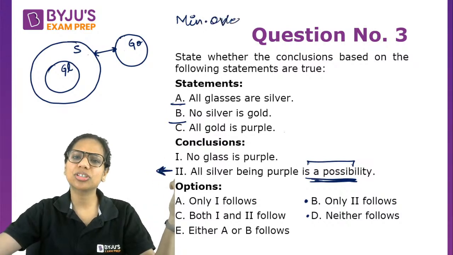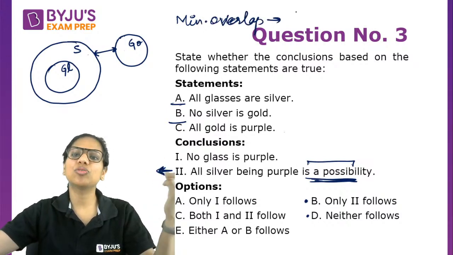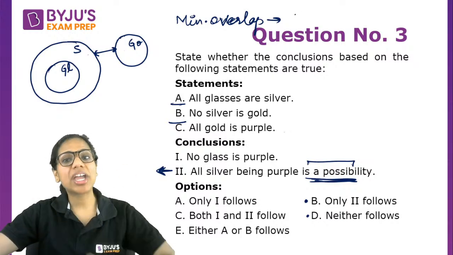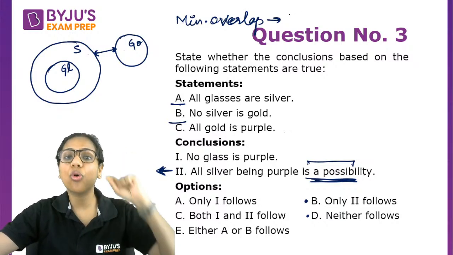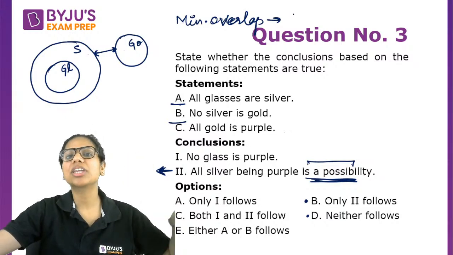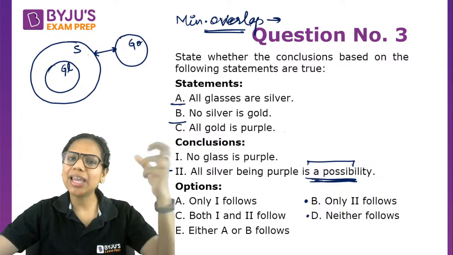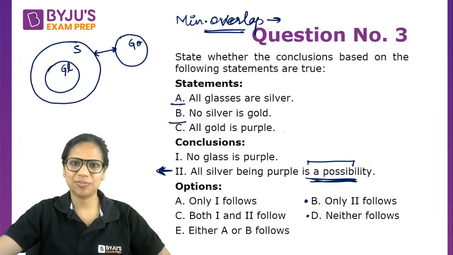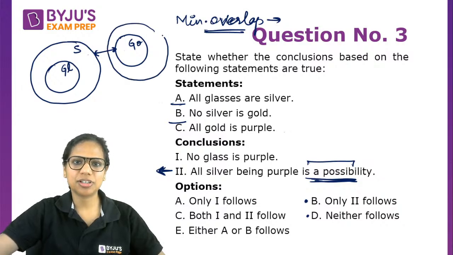Why is that my approach? Because minimum overlap allows us to check whether a conclusion is true in all the cases or not. Okay, so even if there exists this one case where it is not true, minimum overlap helps me in detecting it much more easily. Right. So now I have just made it like this, all gold is purple, right.